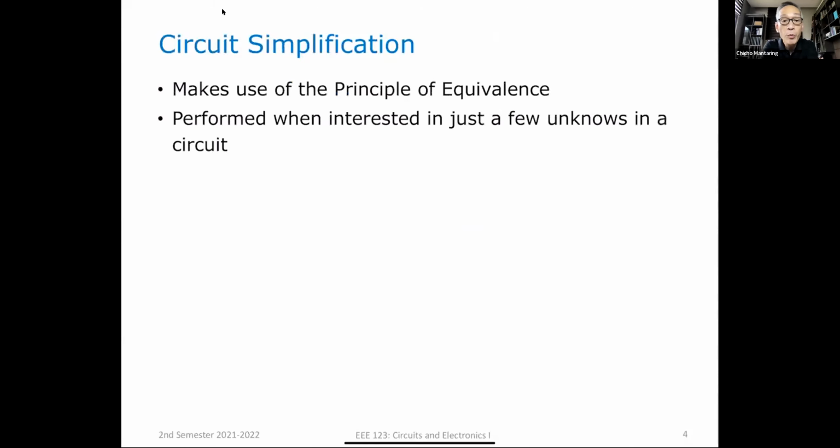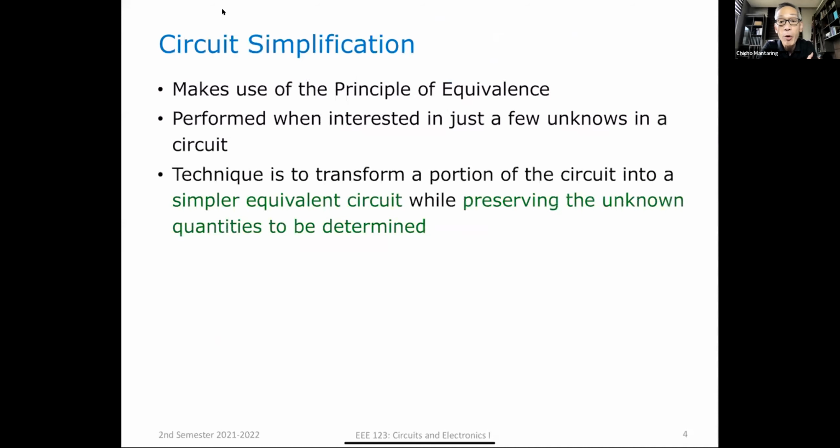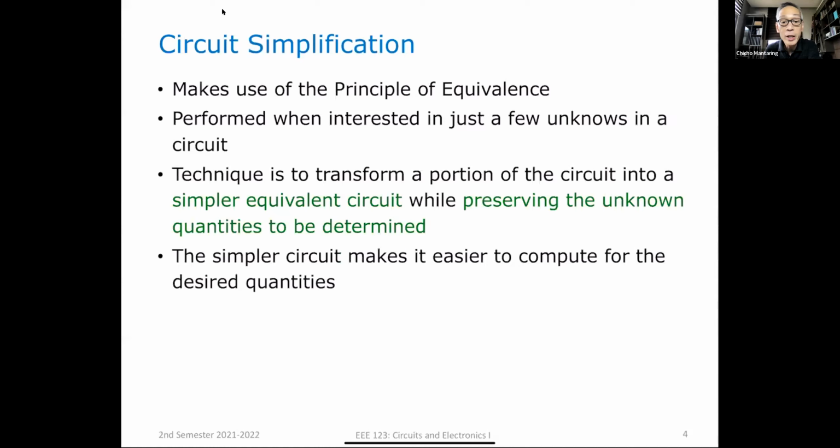So this is performed when we're interested in just a few unknowns in a circuit. The technique is to transform a portion of the circuit into a simpler equivalent circuit while preserving the unknown quantities to be determined. This is very important. You have to preserve the unknown quantities to be determined. Later on, I'm going to explain further what I mean by that. Now, the simpler circuit makes it easier to compute for the desired quantities.